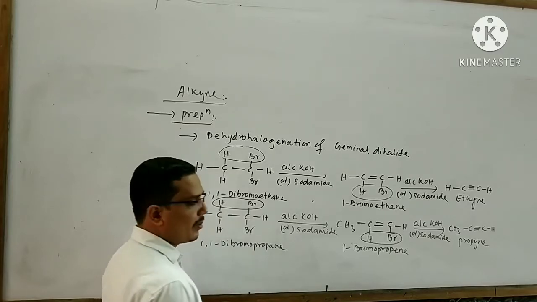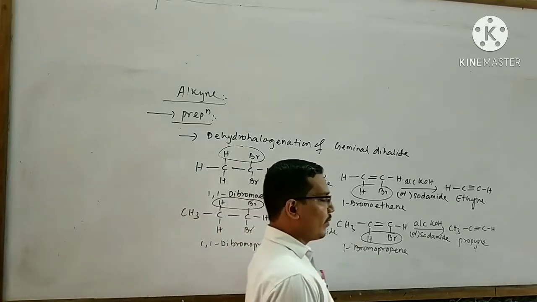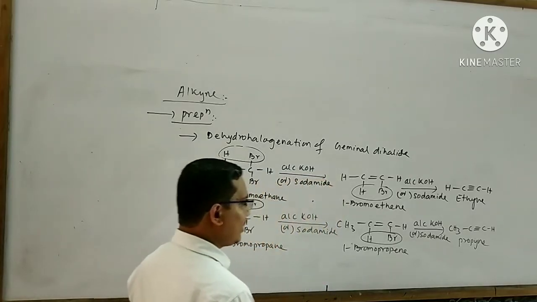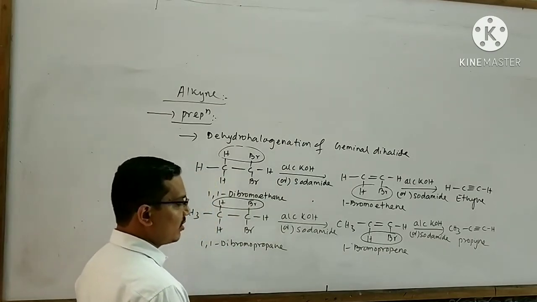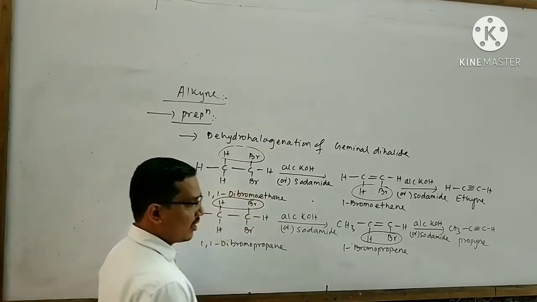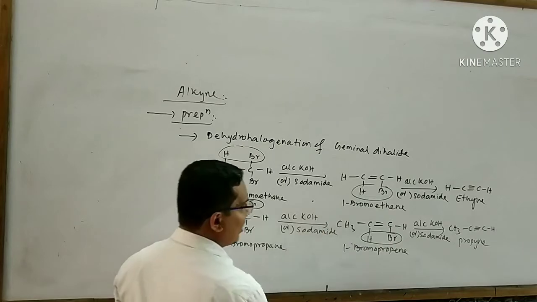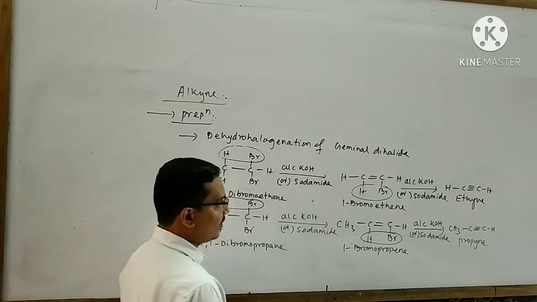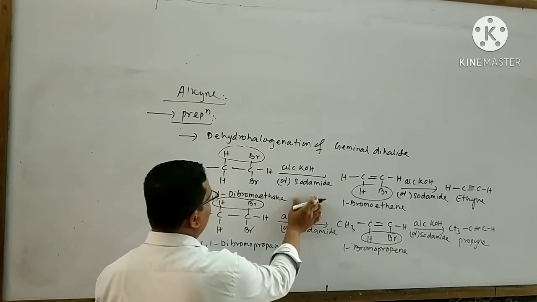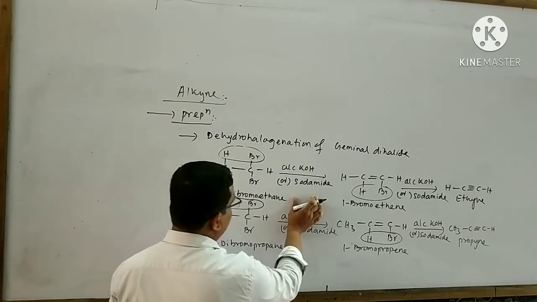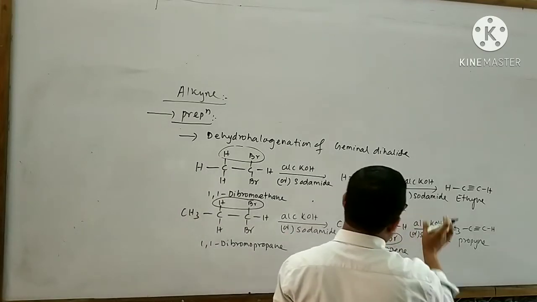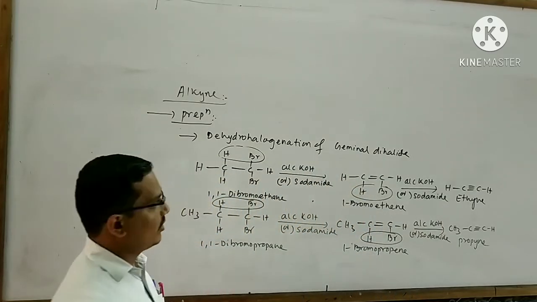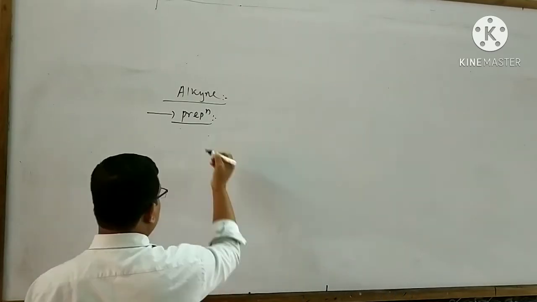Combinedly, I can give a statement like this: when geminal dihalide is treated with the alkali KOH or soda amide, then double dehydrohalogenation takes place, forming alkyne. Look at that here. One dehydrohalogenation takes place. Here also another dehydrohalogenation takes place.